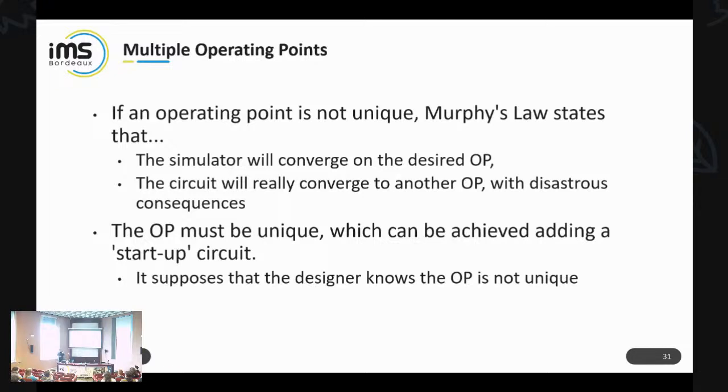For instance, most of the time, zero is an operating point. So as you power up your circuit, it starts from zero and stays there, and your reference of 1.2 volts stays at zero and everything collapses. So you have to make the operating point unique. And for that, you have to add a startup circuit. But to know that you have to add a startup circuit, you have to be aware that your circuit has more than one operating point.